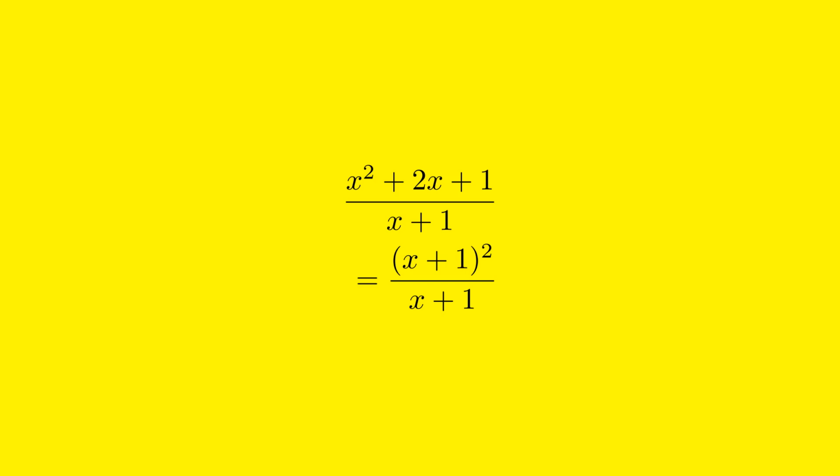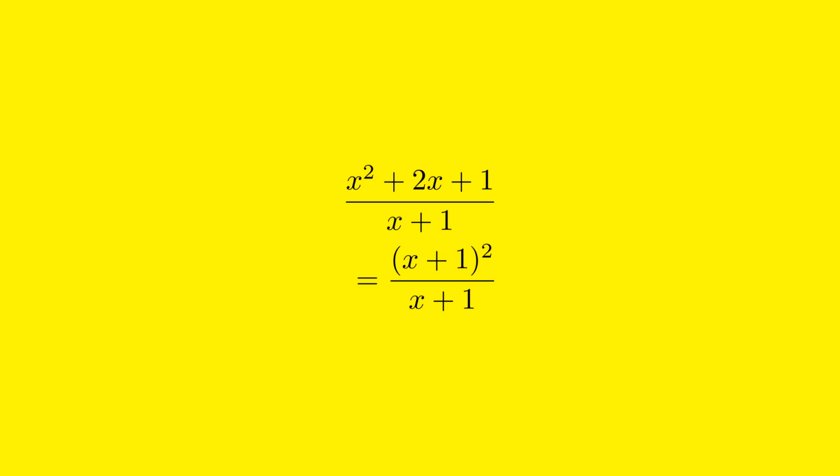The numerator x squared plus 2x plus 1 can be factored. Notice it is a perfect square trinomial. The expression x squared plus 2x plus 1 can be rewritten as x plus 1 all squared. This is because x plus 1 times x plus 1 equals x squared plus 2x plus 1.